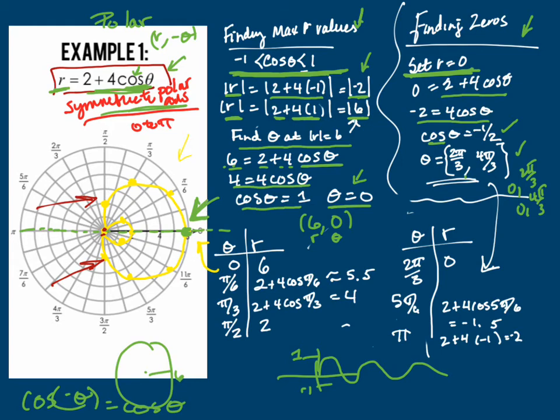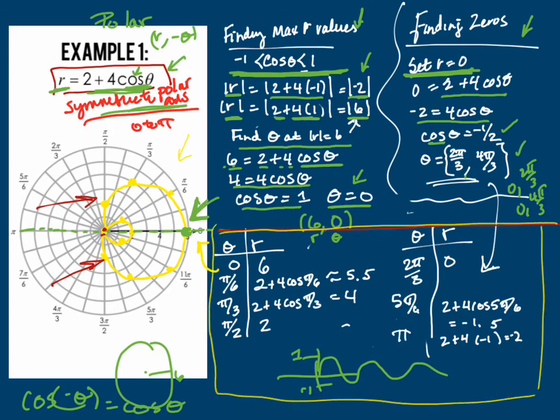So we still have to do our points. Here we go. I'm going to use yellow to show you. This area here is us plotting our points. But we know some. We know 0, 6. And I know 2 pi over 3 is 0. So I was able to graph those.